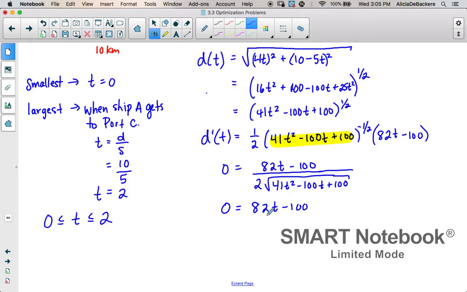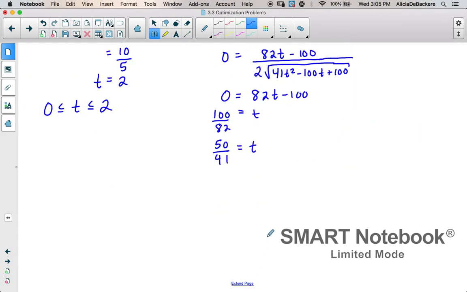All right, so now we want to solve for t. I'm going to bring the 100 over and then divide out the 82. And that reduces to 50 over 41. And eventually I'm going to change that to a decimal because we're talking about time, but for now I'm going to leave it as a fraction. All right, so we've got our t value, we've got our 2 endpoint t values. Now I need to check the y values.